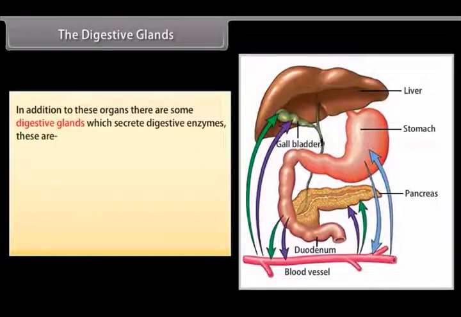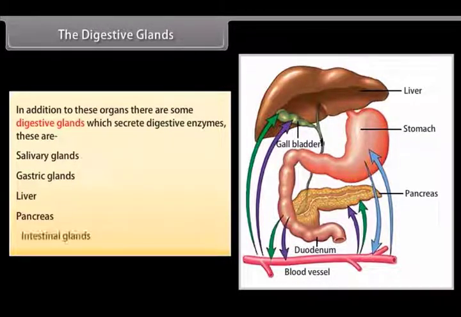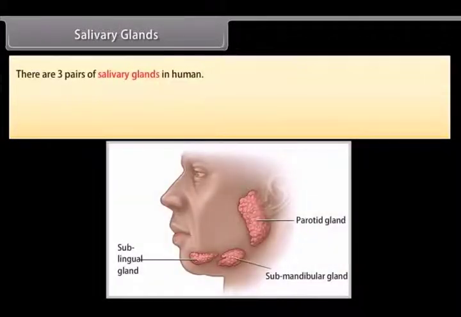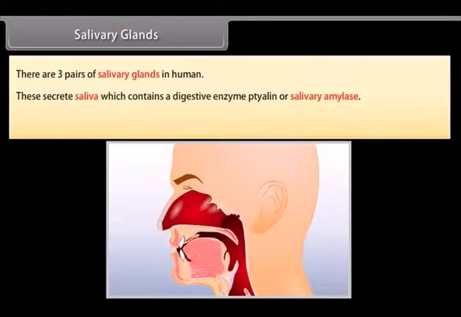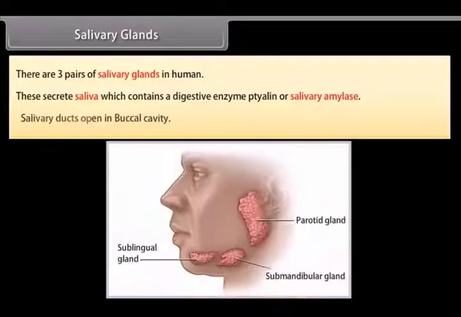The digestive glands. In addition to these organs, there are some digestive glands which secrete digestive enzymes. These are salivary glands, gastric glands, liver, pancreas, intestinal glands. Salivary glands. There are 3 pairs of salivary glands in human. These secrete saliva, which contains a digestive enzyme ptyalin or salivary amylase. Salivary ducts open in buccal cavity.